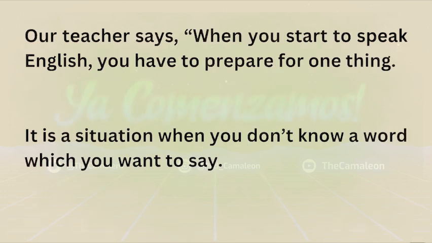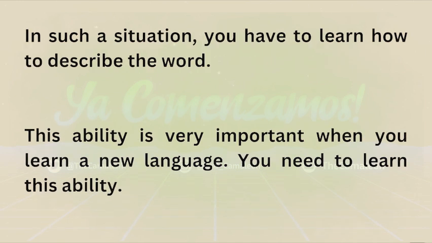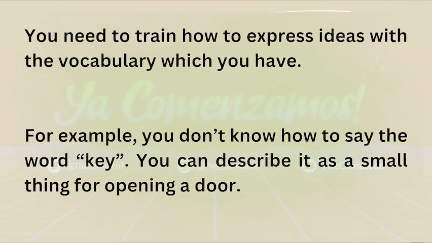Our teacher says, when you start to speak English, you have to prepare for one thing. It is a situation when you don't know a word which you want to say. In such a situation, you have to learn how to describe the word. This ability is very important when you learn a new language. You need to learn this ability. You need to train how to express ideas with the vocabulary which you have. For example, you don't know how to say the word key. You can describe it as a small thing for opening a door.